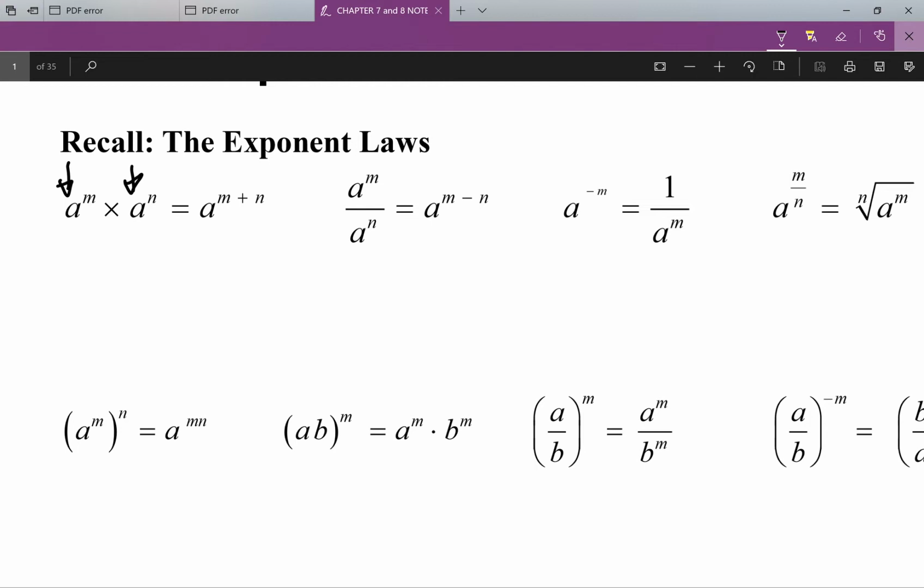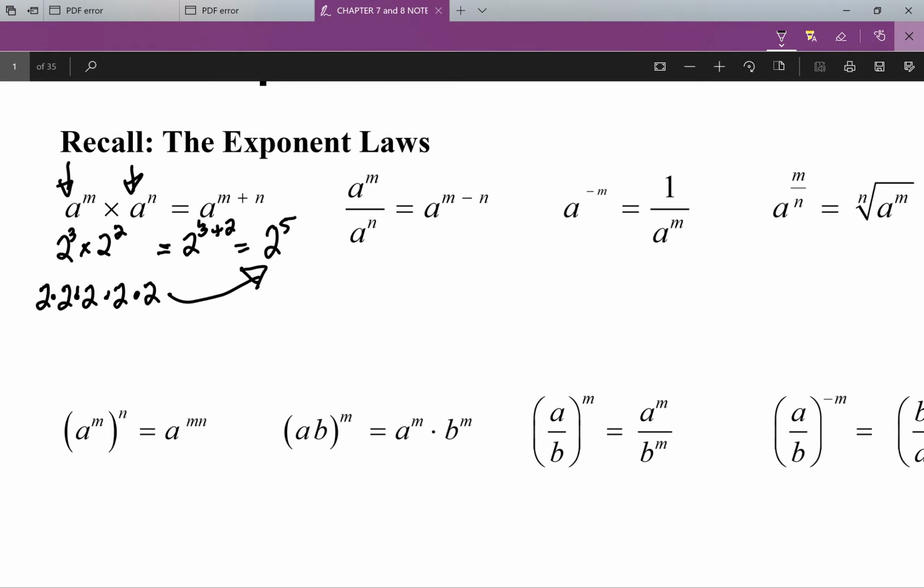Starting off, a to the power m times a to the power n equals a to the power m plus n. So if I have 2 to the power 3, and I'm going to multiply that by 2 to the power 2, well, this would say that it would equal 2 to the power 3 plus 2, which would equal 2 to the power 5. Now, 2 to the power 3 is 2 times 2 times 2, and 2 to the power 2 is 2 times 2. So if we count that up, we have 1, 2, 3, 4, 5.